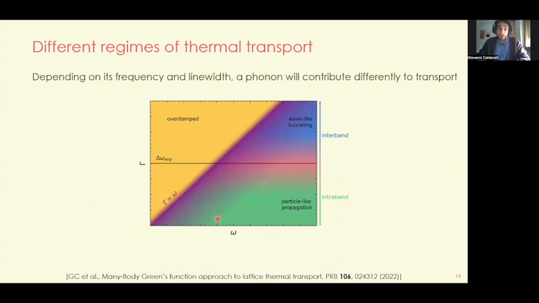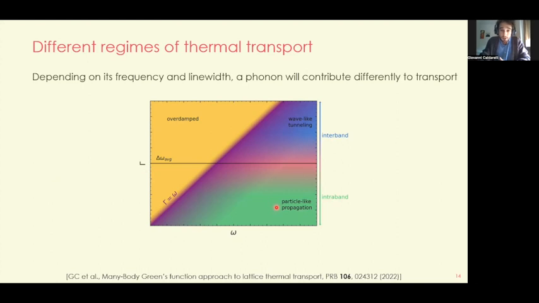So if you have, in a diagram like this, a phonon mode with a frequency that is much higher than its line width, it would be positioned around here, in which its line width is so small that it cannot mix with other phonon modes and will not contribute to interband thermal transport, but will only contribute to intraband transport, and so will only behave as a particle in the heat propagation.